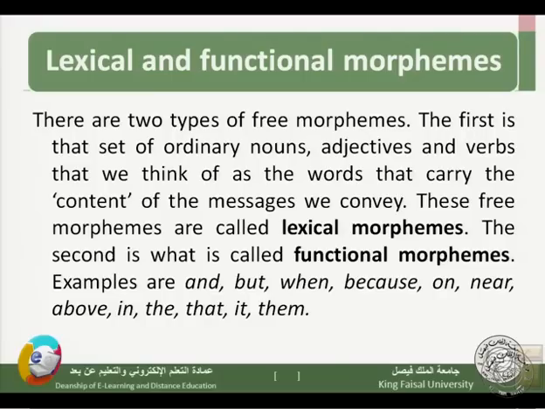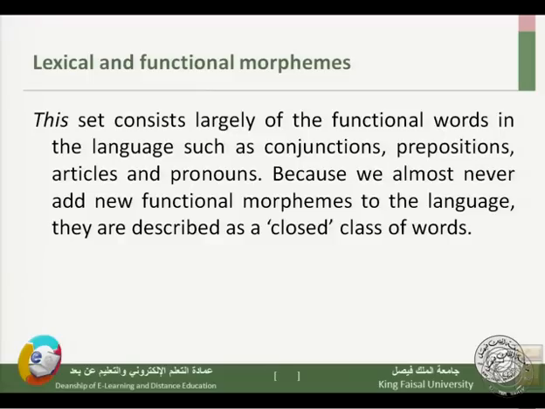The second type of morpheme is what is called functional morphemes. For example, and, but, when, because, on, near, above, in, the, that, them, etc. So these are functional morphemes.